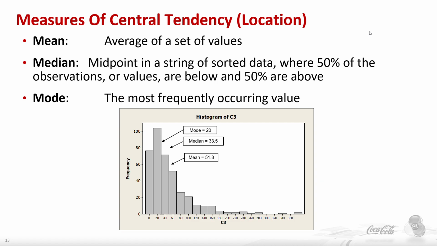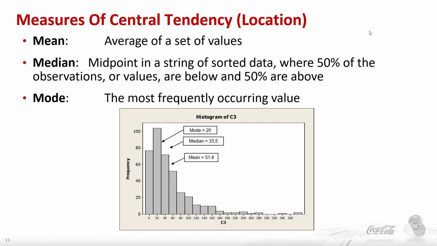Now we are going to learn some basic definitions to measure the central tendency of data. Number one, we have mean. Mean is the average of a set of values. Then we have median. Median is the midpoint in a string of sorted data where 50% of the observations or values are below and 50% are above, so the value in the center is called the median. The third and last one is mode. Mode is the most frequently occurring value of a data set.